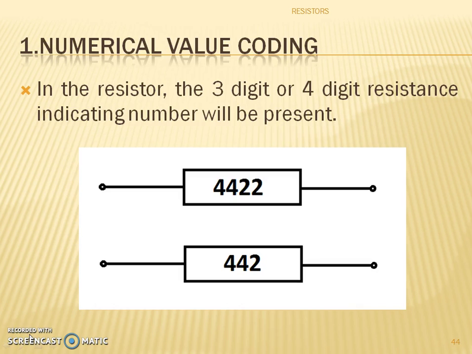So if the number is 4422, it is 442 into 10 raised to 2 ohm. That is 44200 ohm. It is equal to 44.2 kilo ohm. If the number is of 3 digits, for example 442, it is 44 into 10 raised to 2 ohm. That is 4.4 kilo ohm.